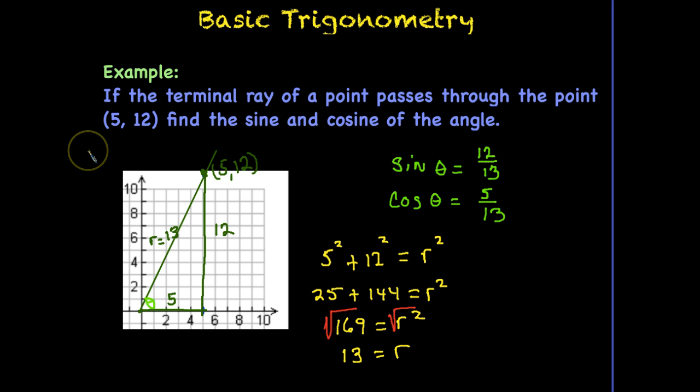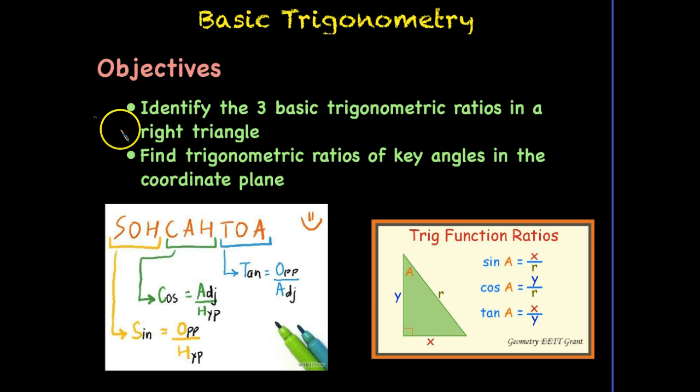And that concludes our lesson in review on the basic trigonometry functions. At the end of this lesson now, you can identify those 3 basic trig functions, those ratios, in a right triangle. You should also remember SOHCAHTOA. And then finally, find the trig ratios of key angles in the coordinate plane.